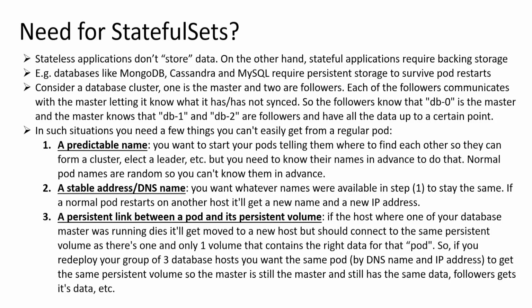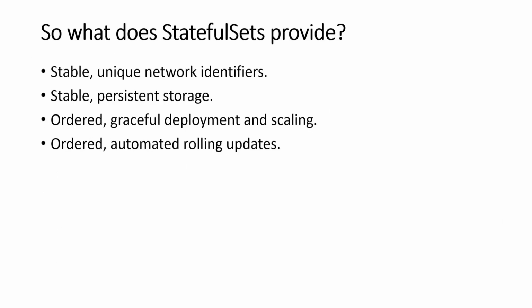Now, if the host where your database master was running dies, it will be moved to a new host but should connect to the same persistent volume, as there's one and only one volume that contains the right data for that pod. So if you redeploy a group of 3 database hosts, you want the same pod, by DNS name and IP address, to get the same persistent volume so that the master is still the master and still has the same data. Followers get their data, etc.